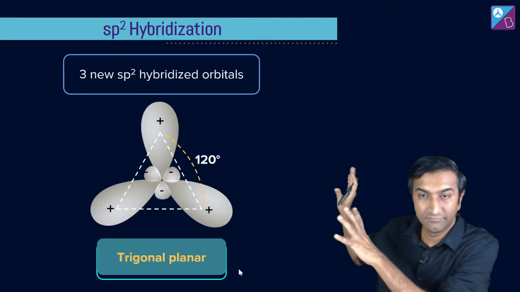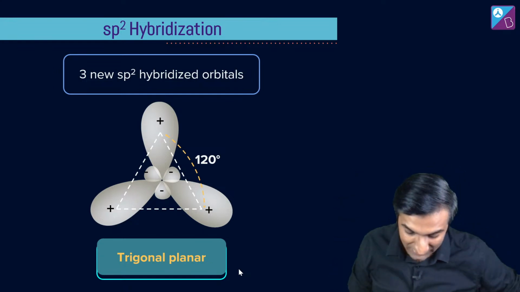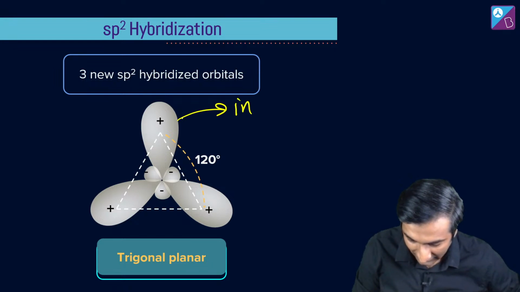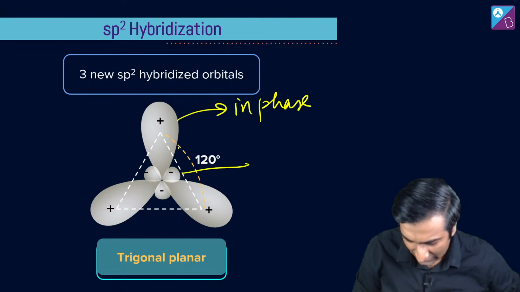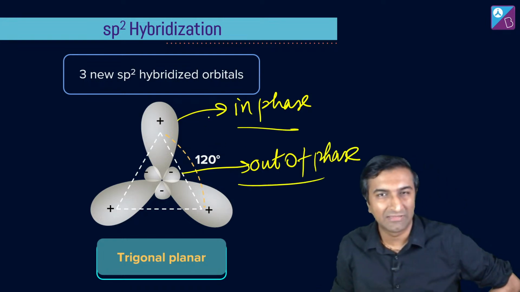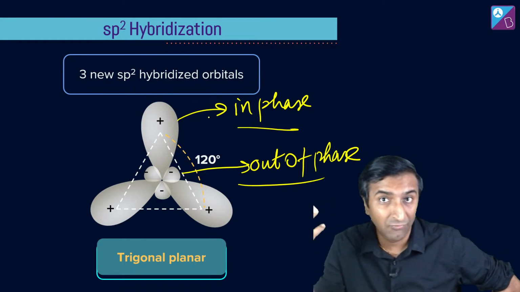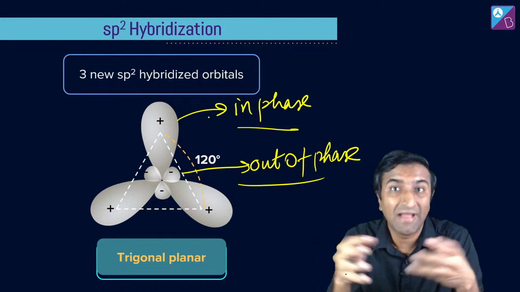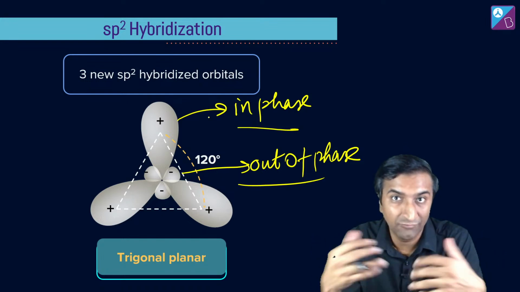Ta-da! sp3 looks like this. The angle is 120 degrees. This plus, by the way, is in phase and minus is out of phase. We are not going to talk about this too much, right? What exactly do plus or minus mean? But again, a reminder from what we did last time, it has to do with quantum mechanical ideas of orbitals combining. The wave functions of the orbitals combining.